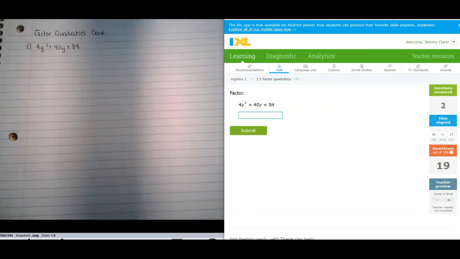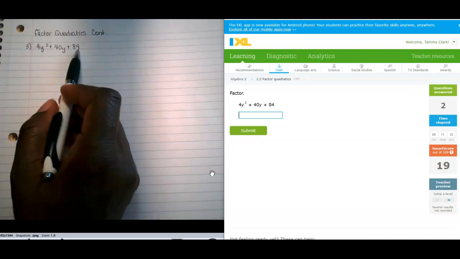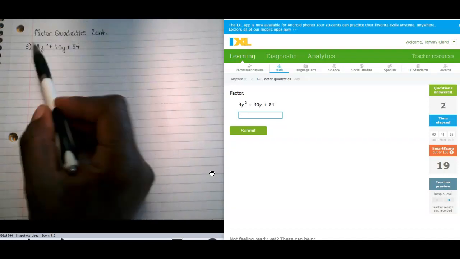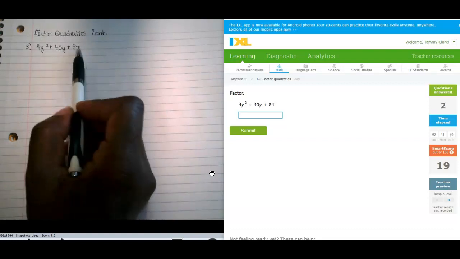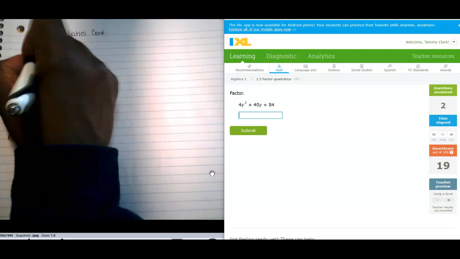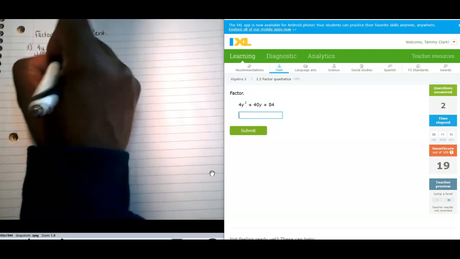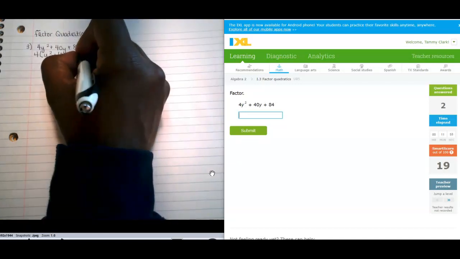All right, let's go on with the next one. Next we've got 4y squared plus 40y plus 84. Our first question, is there a greatest common factor? Well, I know that 4 goes into 4 and 4 goes into 40, but you might want to check and see if 4 goes into 84, and I believe that it does because it ends in a 4. So we're going to factor out a 4, and we're left with y squared plus 10y plus 21.